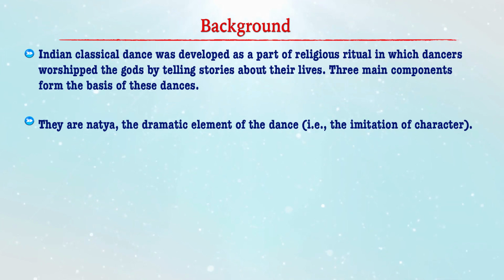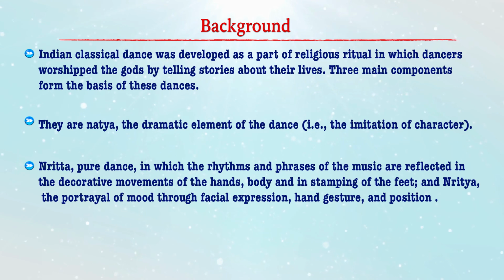The first one is the Natya, which represents the dramatic element of the dance. Nritta, which is a pure dance in which the rhythms and phrases of the music are reflected in the decorative movements of hand, body and feet, and Nritya, the portrayal of music through facial expressions, hand gestures and position of leg and feet. So now let us study in this video the various dance attributes.